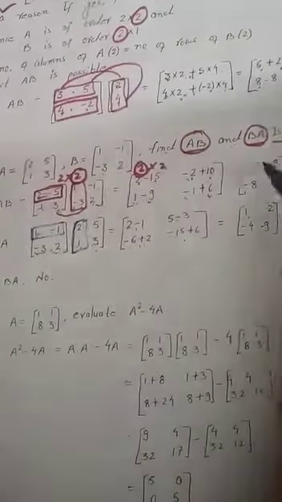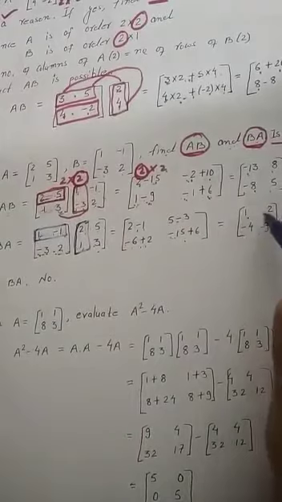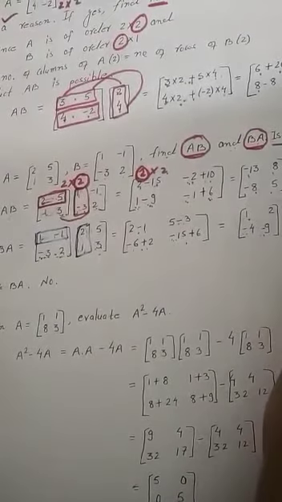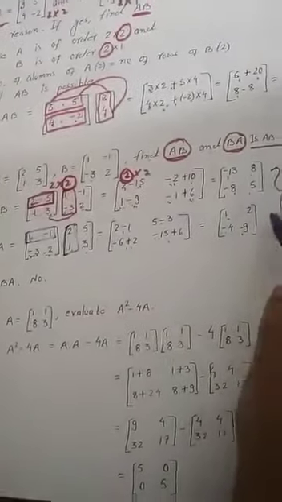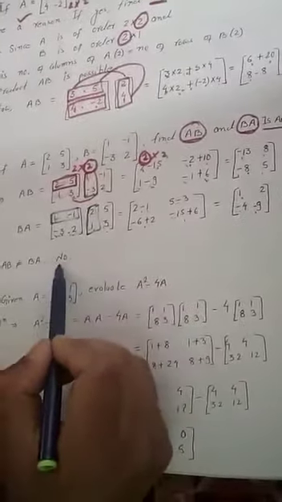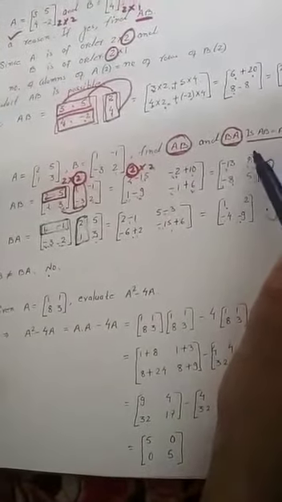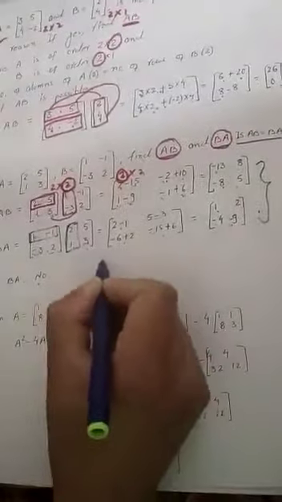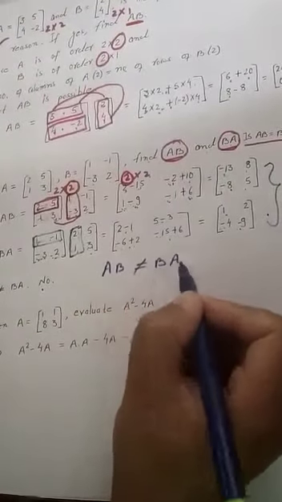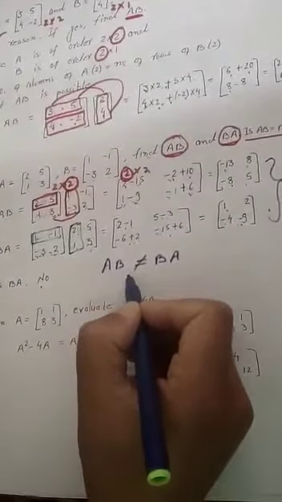So now AB is [-13, 8; -8, 5], and BA is [1, 2; -4, -9]. That means if you multiply AB and BA, they are not equal. So is AB equal to BA? The answer is no. In other words, matrix multiplication is not commutative. If AB is not equal to BA, then we say they are not commutative. So matrix multiplication is not commutative.